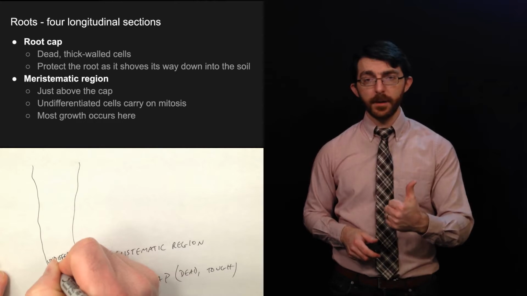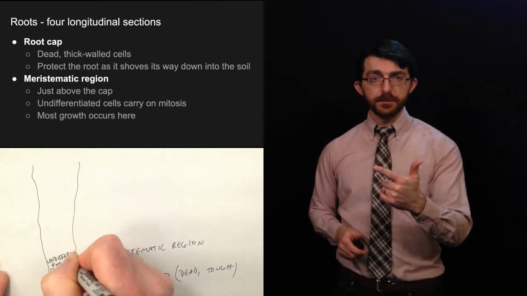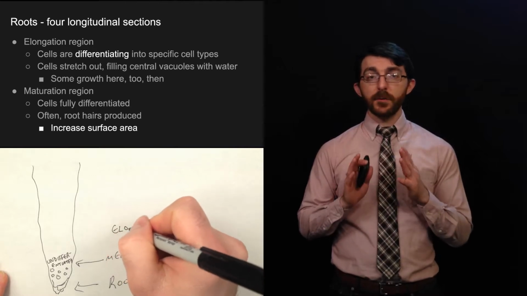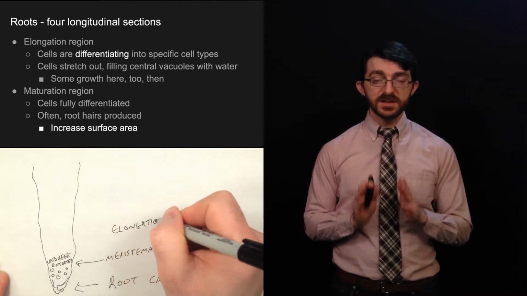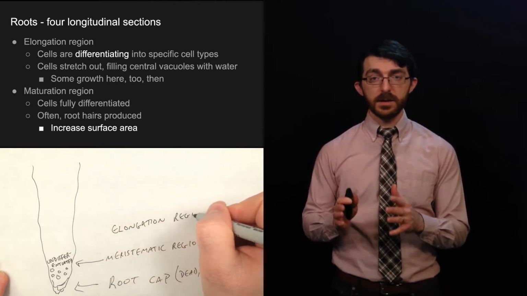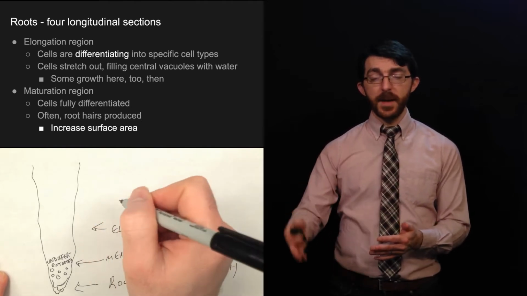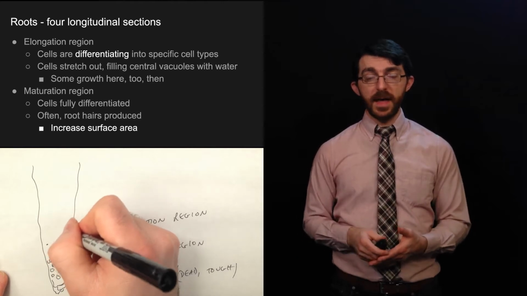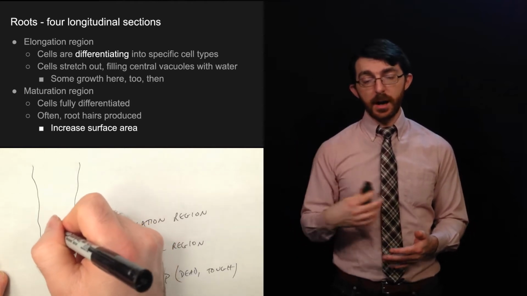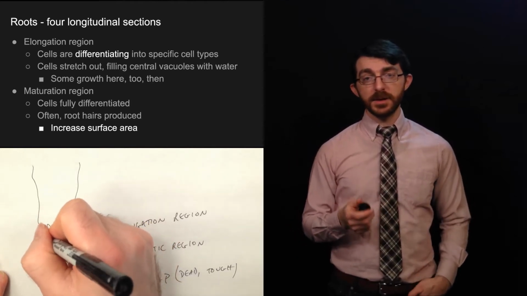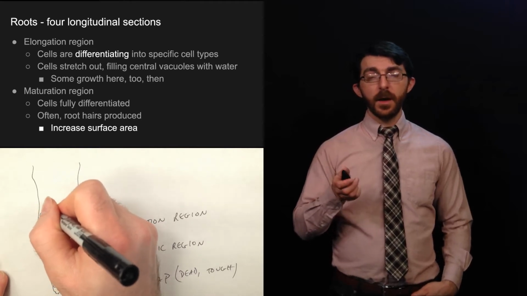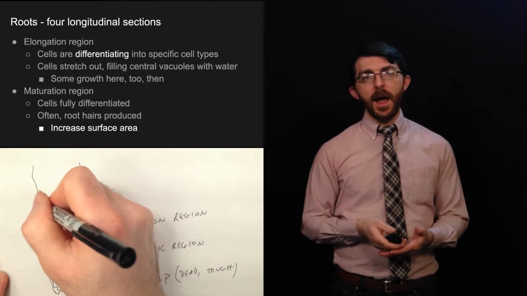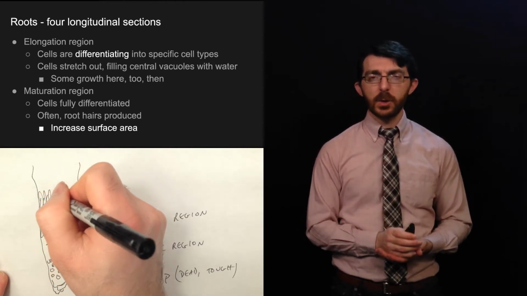So we've got the root cap, the meristematic region, and moving on to the elongation region. The cells are differentiating into specific cell types here. So the undifferentiated cells in the meristematic region that are dividing, in the elongation region, they actually choose a job. They become differentiated and specialized. Here the cells stretch out, hence elongation region, and they fill their central vacuoles with water.